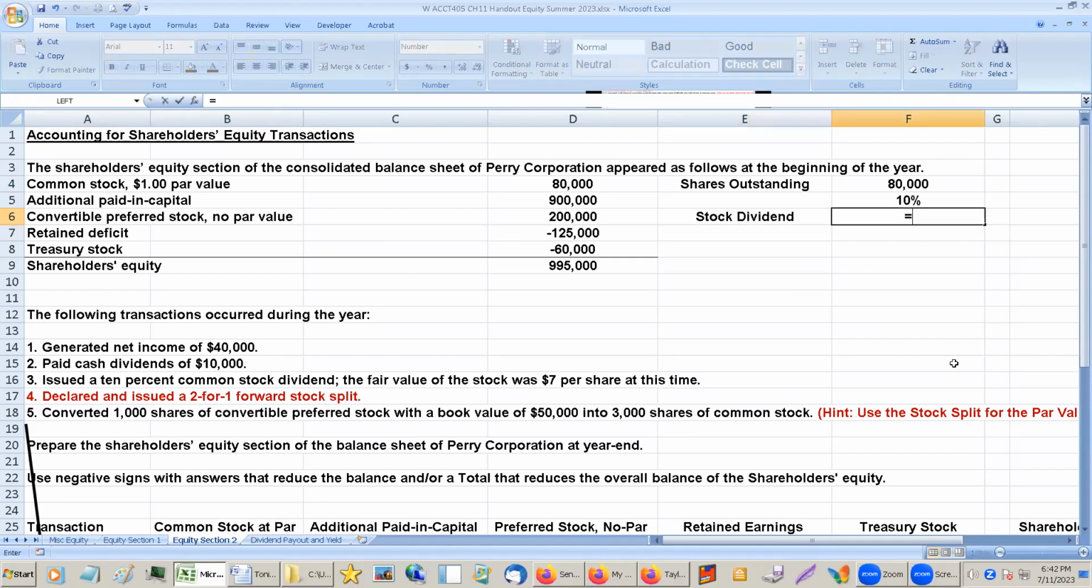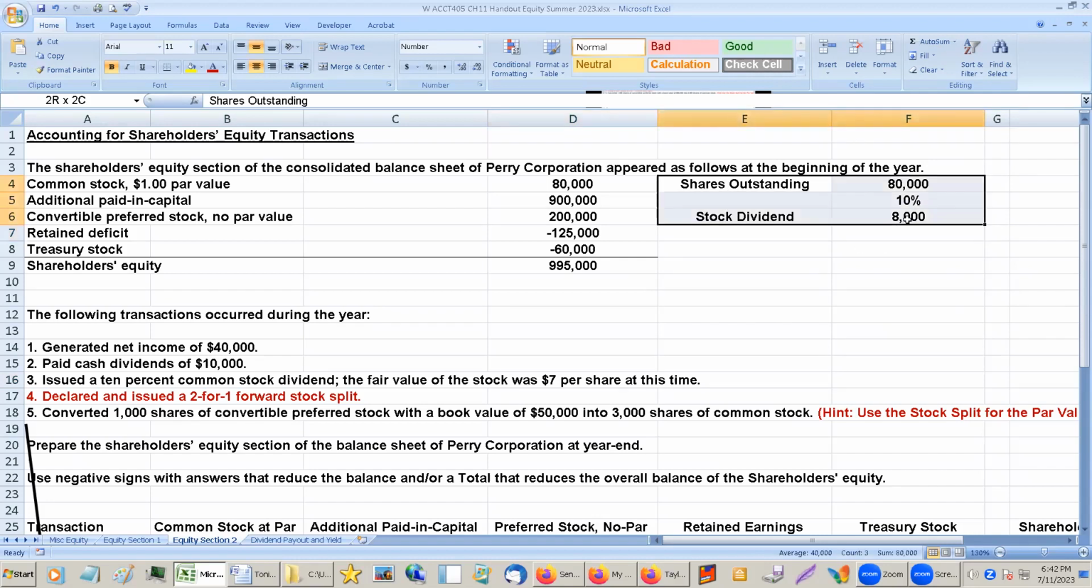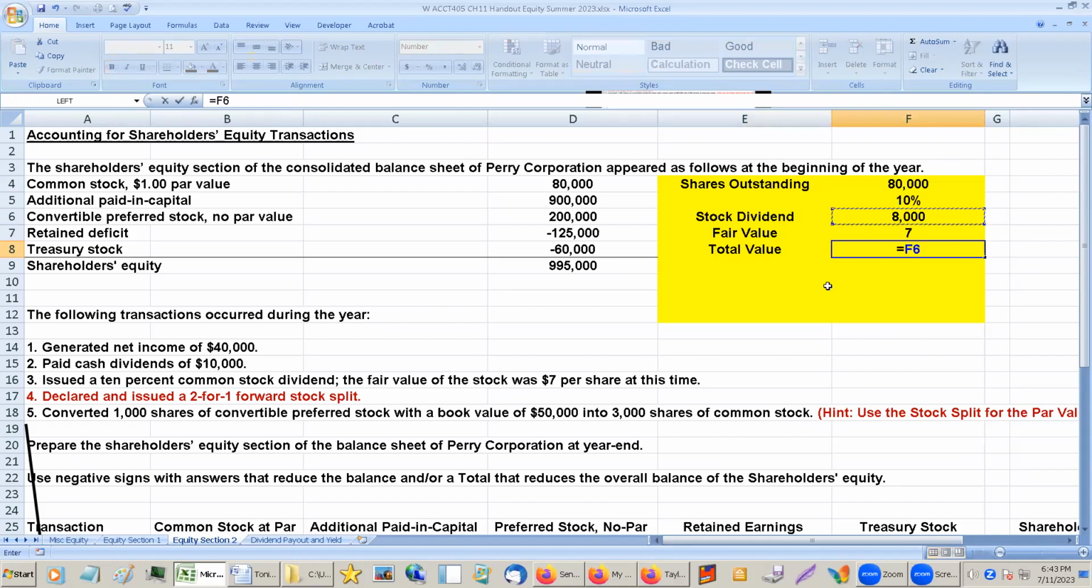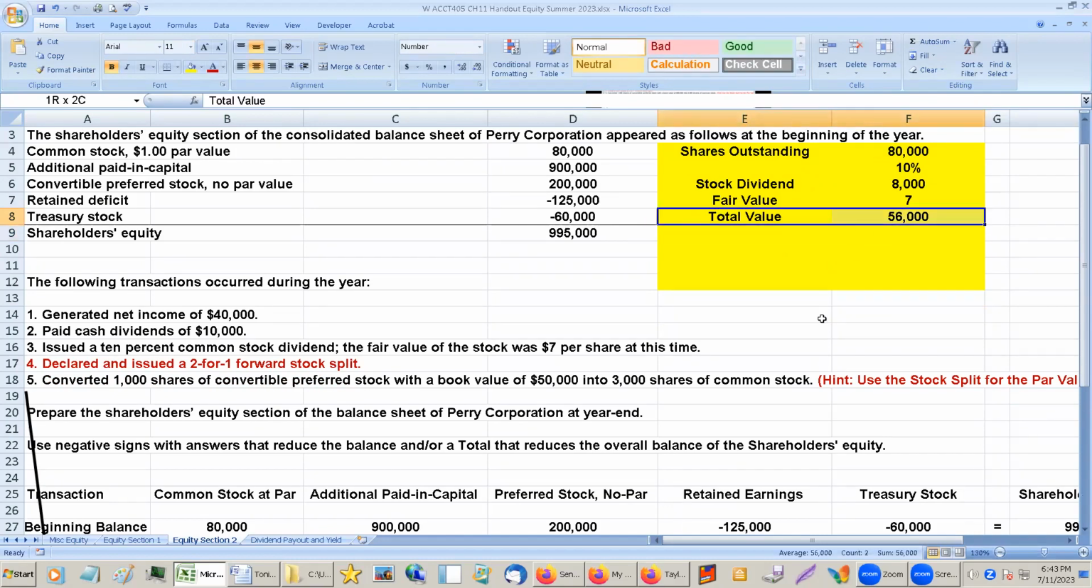And we're going to issue 10% more to send out to people. So the stock dividend will be 8,000 shares. And the fair value was $7 each. Okay, so the total value of this is 56,000.